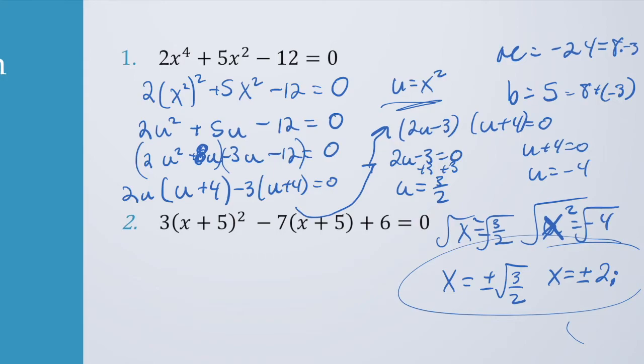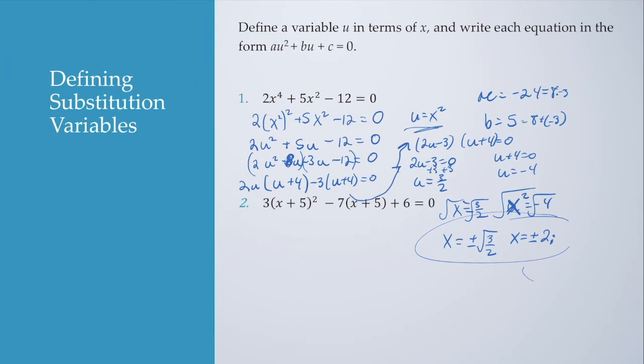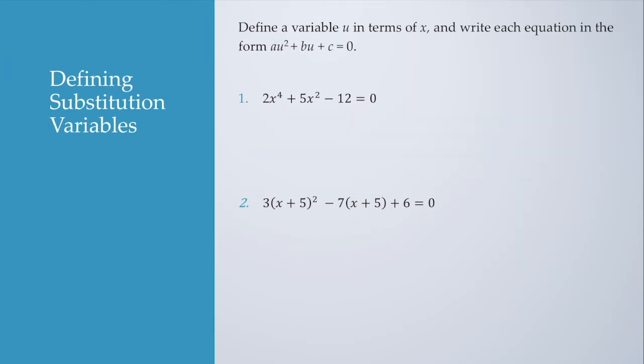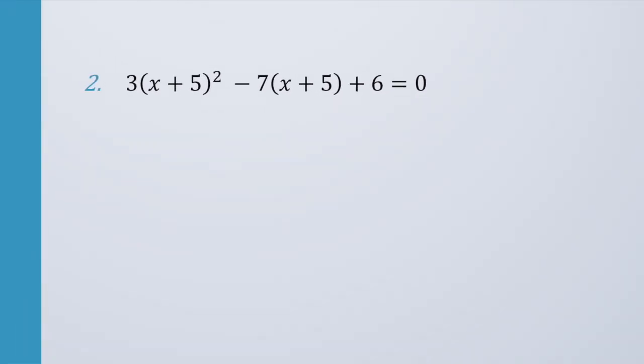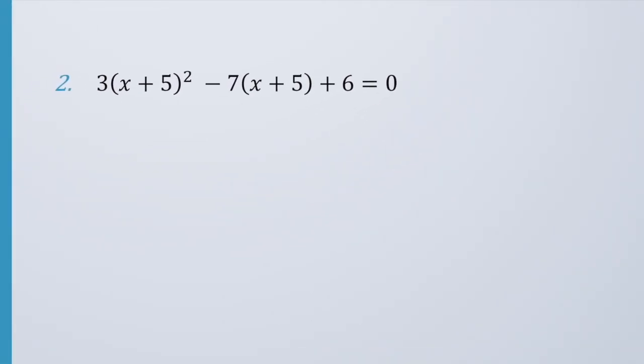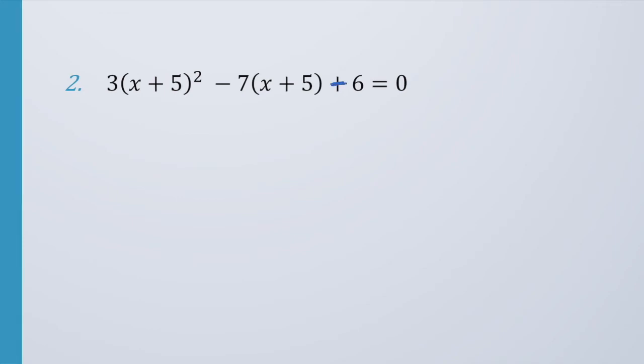I'm going to clear us a little bit of room and take a look at this second example. Here it might be a little bit easier to tell what our u is supposed to be. I have 3 times x plus 5 squared minus 7 times x plus 5, and this is actually supposed to be a minus. I wanted to go ahead and correct this. This is a minus 6 equals 0. So in this case, u equals x plus 5.